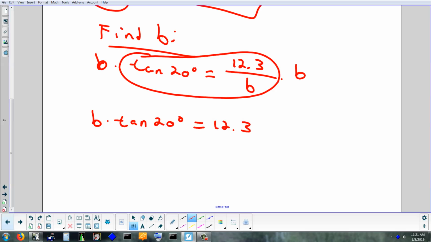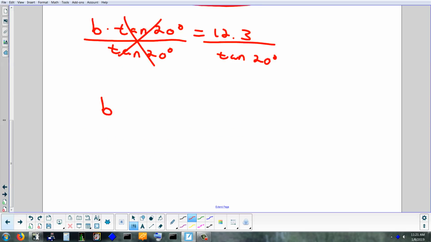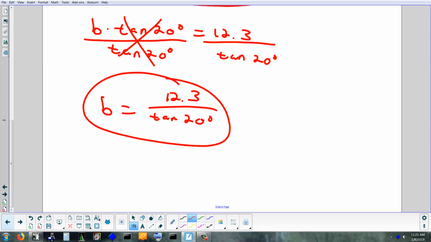Okay. Yeah, divide by it. When the variable is in the bottom, that's the 2 steps you can do. But I think you'll see a shortcut. So B is 12.3 over tangent of 20.